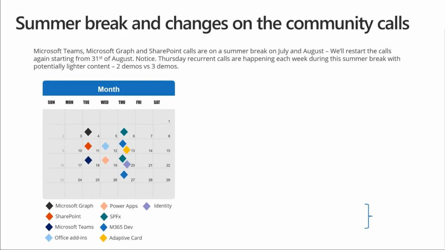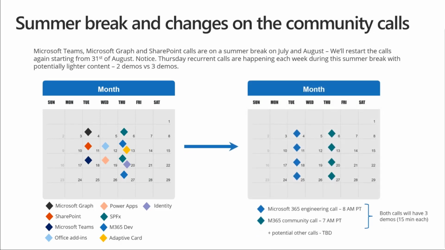That's basically the map of those calls from a monthly perspective, and there's a lot of them. So what we're trying to do here is to consolidate. After our summer break, first of all, SharePoint Community Call, Microsoft Teams Community Call and Microsoft Graph Community Call will not be happening during July and August, but from the end of August, we will introduce the new Microsoft 365 Engineering Community Call, which happens every week on Tuesday at 8 a.m. Pacific time.